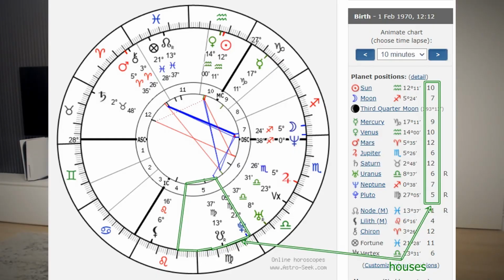So the houses are represented by the numbered sections ranging from 1 to 12, and they all represent different areas of your life. Now, the houses are very important because they define your actual chart based on your time and location of birth. So let me explain that for a little bit. If you are born on the same day, in the same year, in the same month as someone else, you probably have the same zodiac sign placement. So let's say you have your sun in Aquarius, your moon in Capricorn, your Mercury in Aquarius, and so on and so forth.